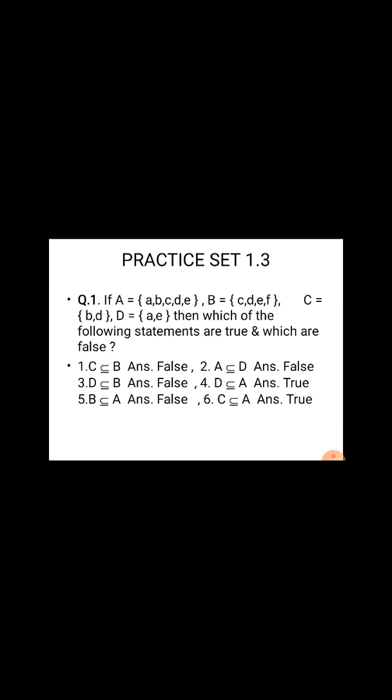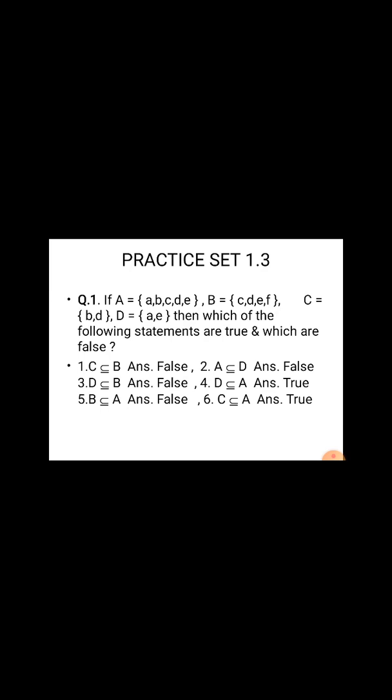Second sub question. A is the subset of D. Is it true or false? Again, A is the subset of D is a false statement because every element of set A is not an element of set D. Third sub question. D is the subset of B. Is it true or false? Again, it is a false statement because every element of set D is not an element of set B.